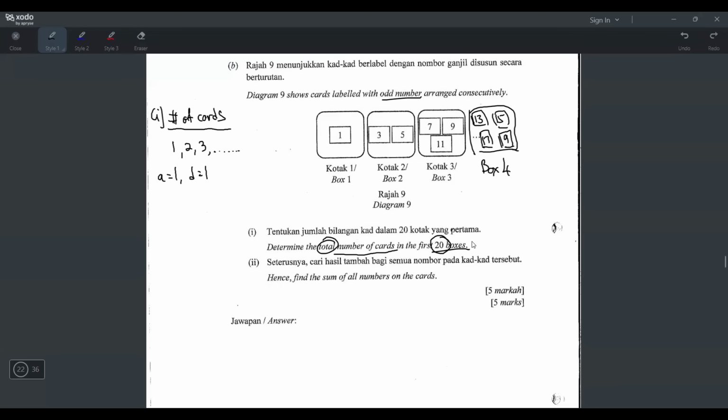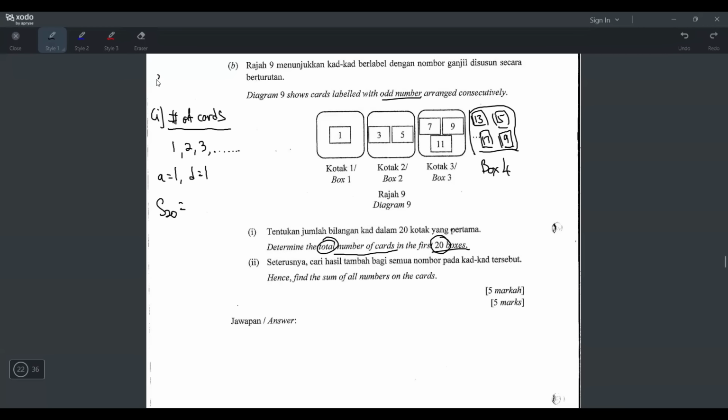So to get the total number of cards in the first 20 boxes, you find S20. Not T20. I told you already why it is not T20. If you find T20, you are finding the number of cards in the 20th box only. The answer would be 20, and it's wrong. What they want is the total. So you have to accumulate all the 20 numbers of cards, added together.